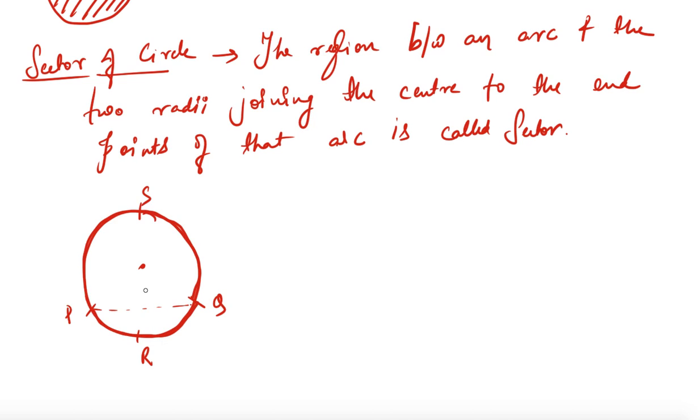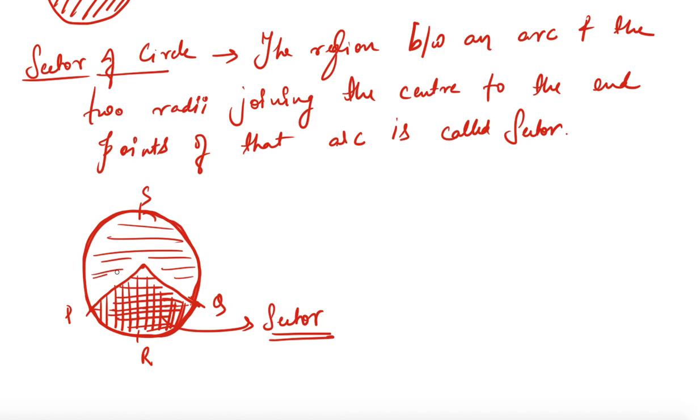So, the region between an arc and the two radii joining the center to the endpoints of the arc. These are the two endpoints P and Q. Let me join them with the center. So basically we are talking about this region, right? This satisfies the definition. So this region is known as a sector of the circle. Obviously this part will also be a sector of the circle, but the difference is this is the minor sector and this is the major sector, right? So this is how we define the sector.